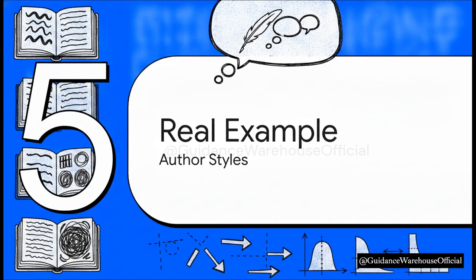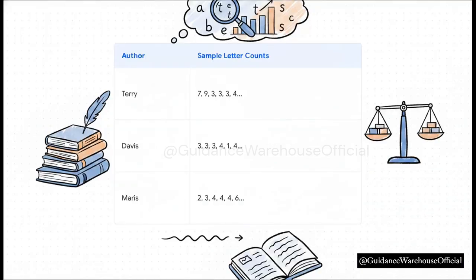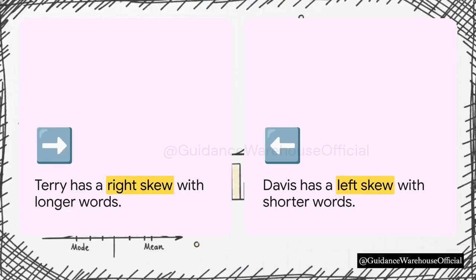Section 5. Real example, author styles. Statisticians actually use word counts to identify authors. Here's a sample comparing letter counts for 3 authors, Terry, Davis, and Morris. We're just looking at how many letters are in a sequence of their words to figure out their typical word length. If we plotted this out, Terry's word lengths stretch way out to the right. He throws in these massive, long words that create a right or positive skew.